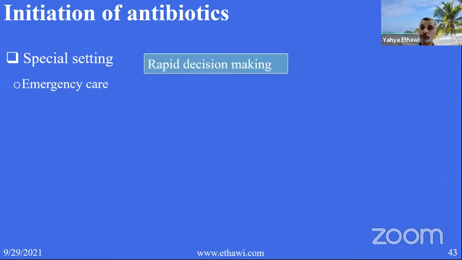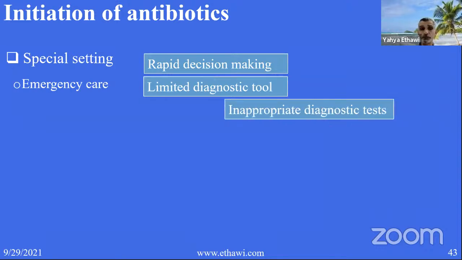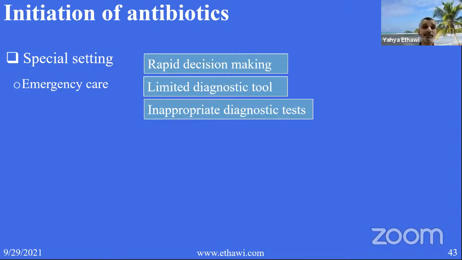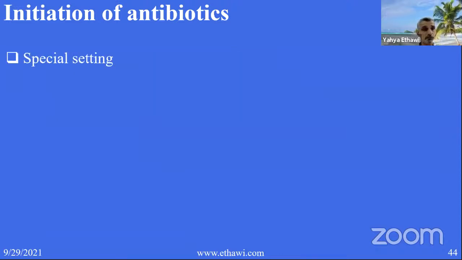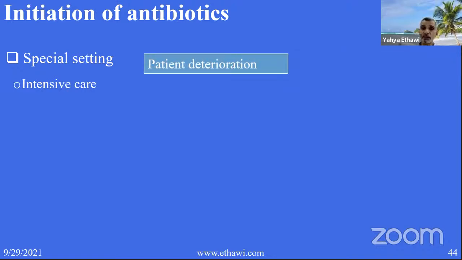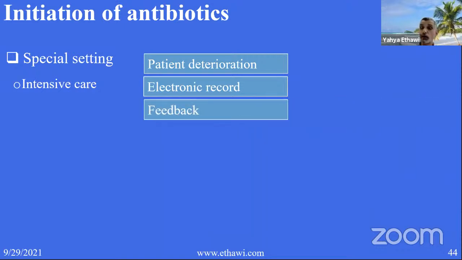In emergency, the big problem is that you have to make rapid decisions. You have limited diagnostic tools. You have available inappropriate diagnostic tools, such as CRP and ESR and procalcitonin. You don't have pharmacists, or you have pharmacists that are not involved, or you don't have clinical pharmacists. All these will lead to overuse of antibiotics. We have the intensive care setting. Patient deterioration is a big problem. You don't have proper support. You think it's infection. You don't have an electronic record to help you. You don't have feedback.